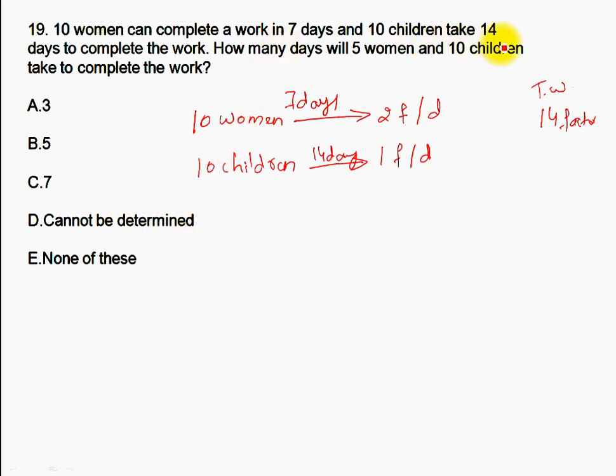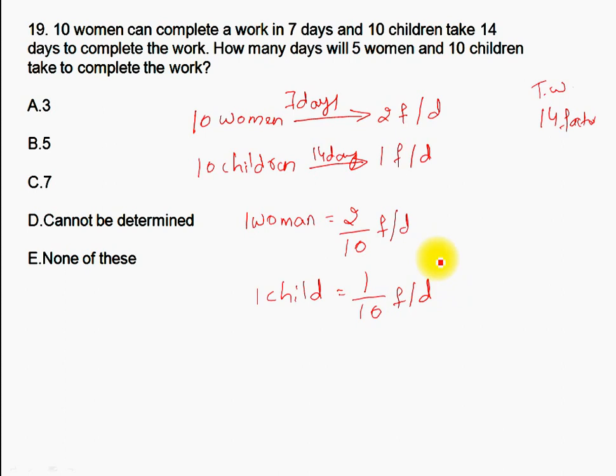But in the question they have asked for 5 women and 10 children. Before going to that, we will find for 1 woman. If 10 women take 2 factors per day, then for 1 woman it will come out to be 2 divided by 10 factors per day, and for one child it will come out to be 1 divided by 10 factor per day.